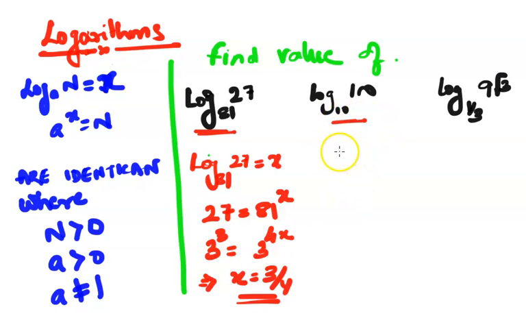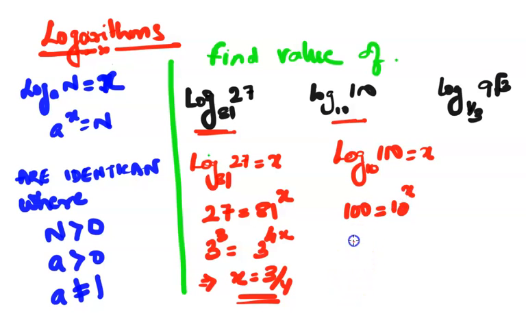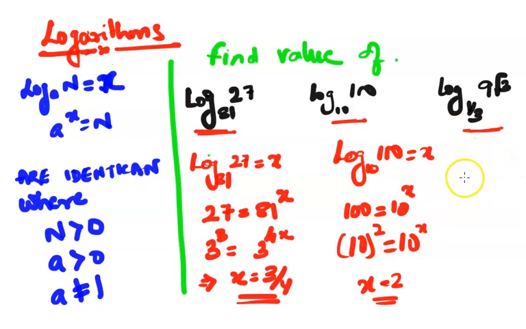Let's take this example. Log 100 to the base 10 equals x. Implies 100 equals 10 raised to the power of x. So what is 100? 10 square equals 10 to the power of x. This implies x equals 2. Right?